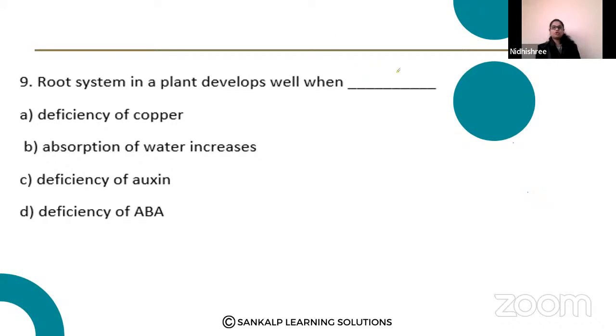Okay. So most of you voted for option B, that is absorption of water. When the absorption of water increases, the root system development will be at a faster pace. So the right answer is option B, that is absorption of water increases.